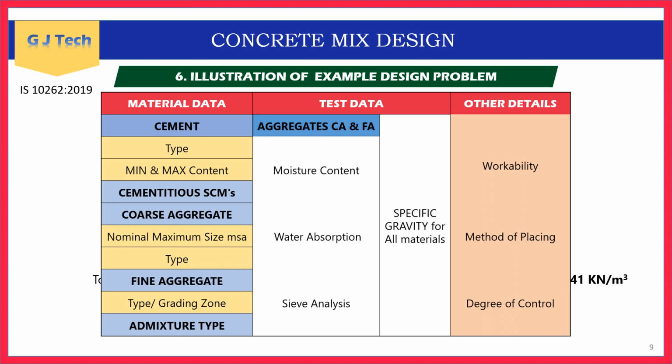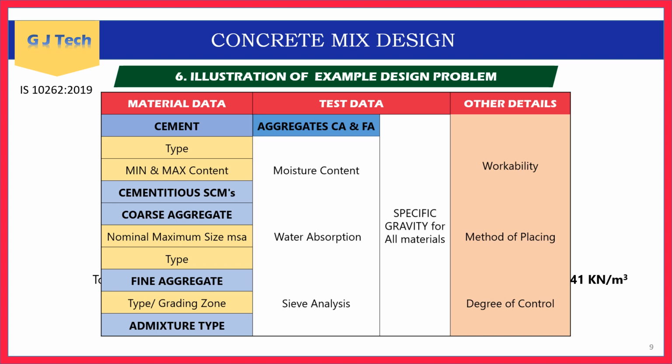After knowing the design data or stipulative data required, to remember any data missing out, we have a table in the second video, in session 2, which I gave so that we can remember all the data in a consolidated manner, including material data, test data and other details. Let us go quickly through this table and confirm all the data are available. Cement type is given, and the minimum and maximum cement content is given. Cementitious materials need not be used.